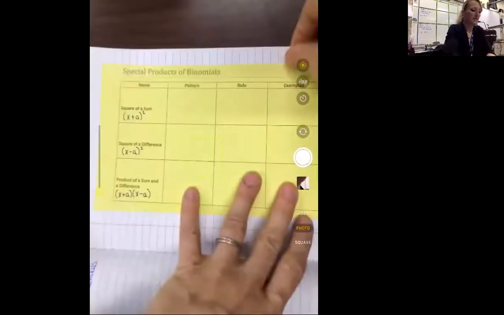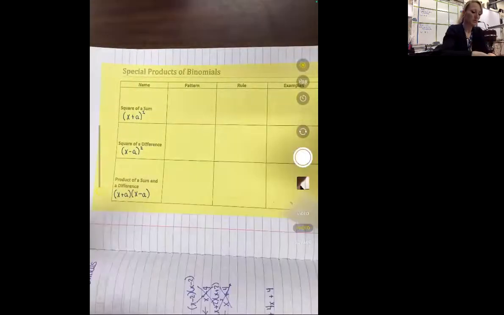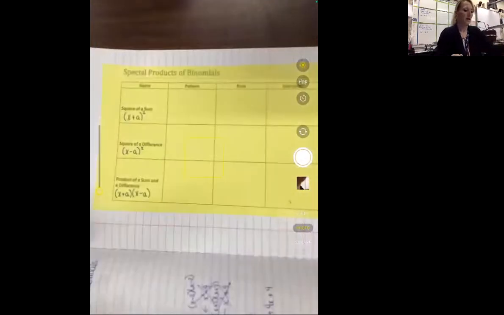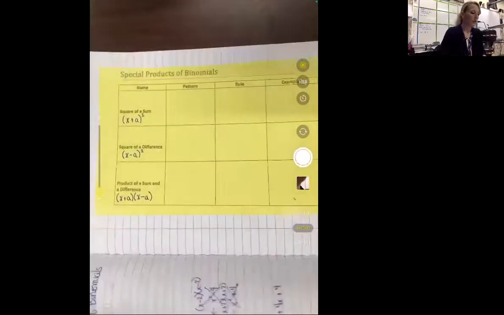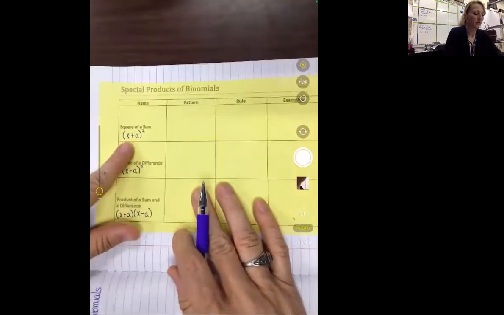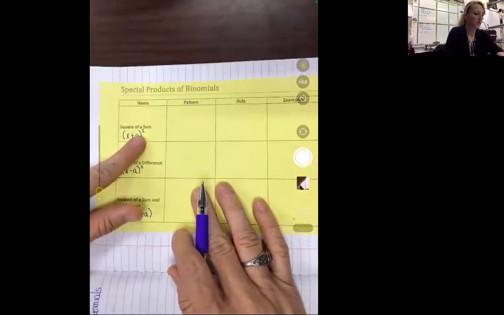And we're going to find out that something really cool happens with these 3 things, and it happens every time. So if you know these rules, then you can use them. So the sum of the square, first of all, is (x + a)².